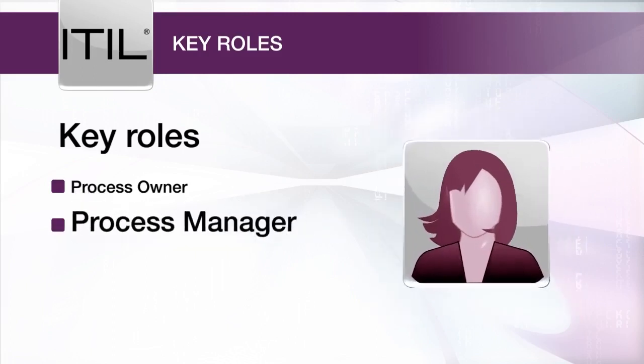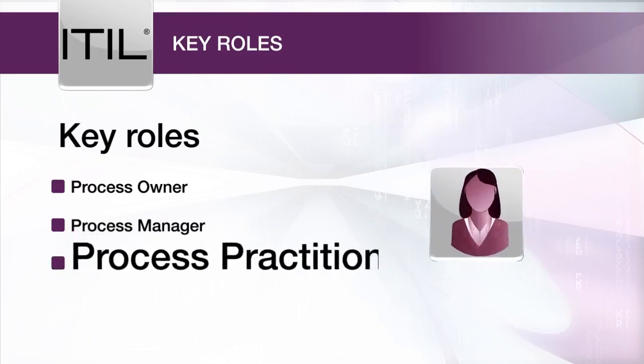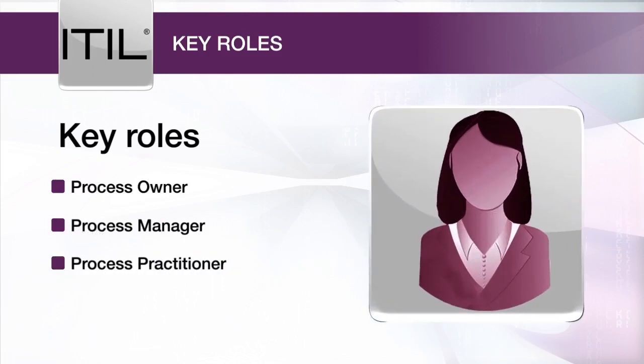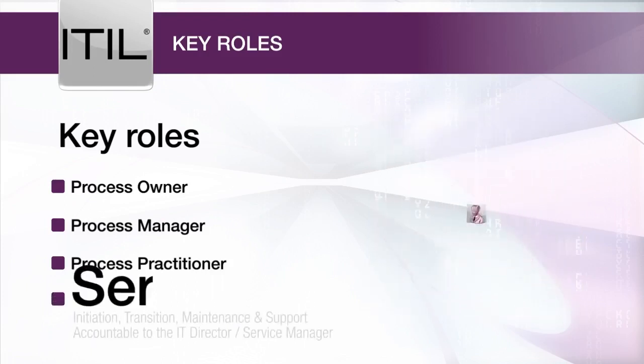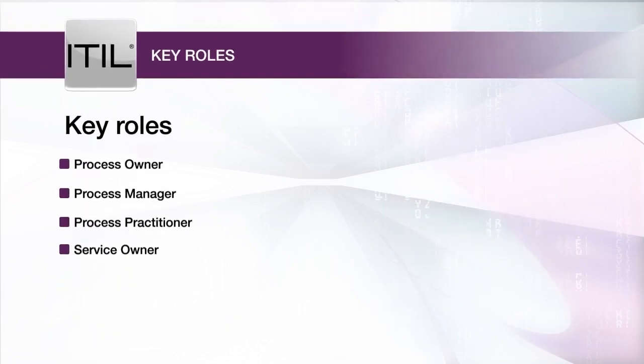The process manager is accountable for operational management of the process. There may be more than one process manager for a process, for example, covering different locations. The process practitioner is responsible for carrying out one or more process activities. This role may be combined with the process manager role. The service owner is responsible to the customer for the initiation, transition, maintenance and support of a service and accountable to the IT director or service management director for the delivery of an IT service. A person may undertake the role of service manager for more than one service.